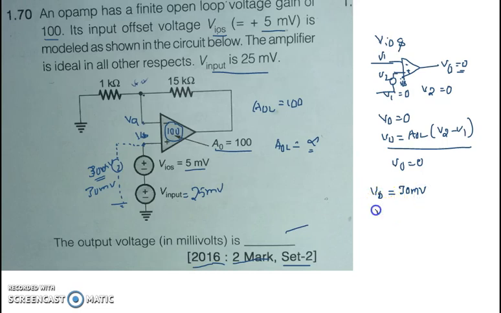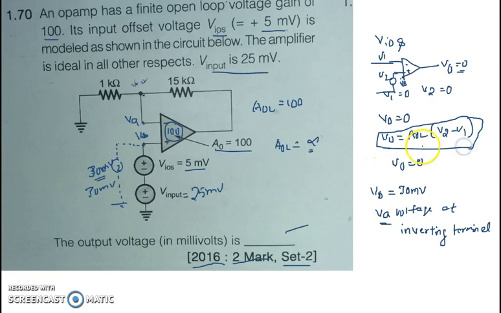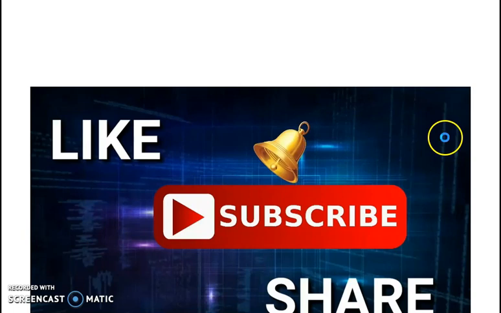And VA is the voltage at the inverting terminal. Okay, so here VA is the voltage at the inverting terminal. Now, as I said, the output voltage expression for an open loop operational amplifier is VO equal to AOL into V2 minus V1. Okay, so now we'll see that.